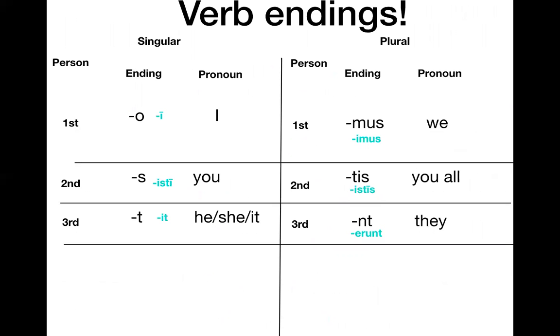Passive. That's what we're going to focus on today. So we focused on perfect active yesterday. I verb, you verb, it verb. E, isti, it, imus, istis, erunt. We verb, y'all verb, they verb.